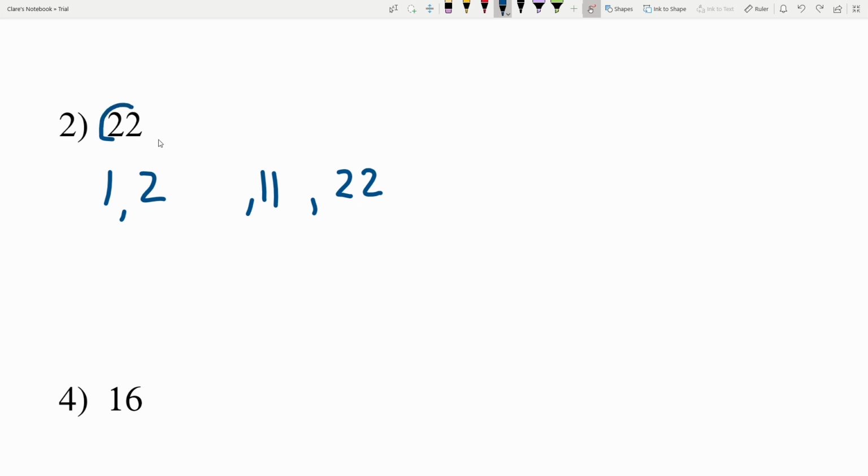4 does not go into 22, because 4 times 5 would be 20, and 4 times 6 would be 24, so we missed 22. 5 doesn't go in because it doesn't end in a 0 or 5. 6, we already said, doesn't go in because 3 doesn't divide. 7 does not go into 22. 8 does not go into 22 because 8 times 3 would be 24 and 8 times 2 would be 16, so we skip over 22. 9, again, doesn't go into 22 because the digits aren't divisible by 9. And lastly, 10 doesn't go into 22 because it doesn't end in a 0. So we only have the factors 1, 2, 11, and 22.